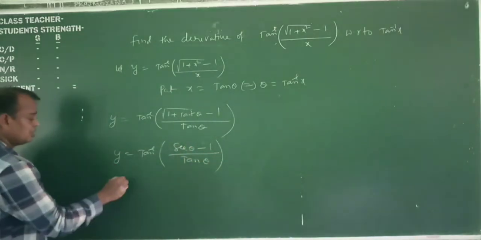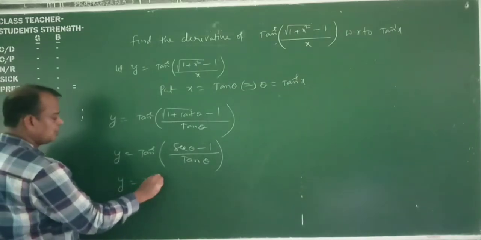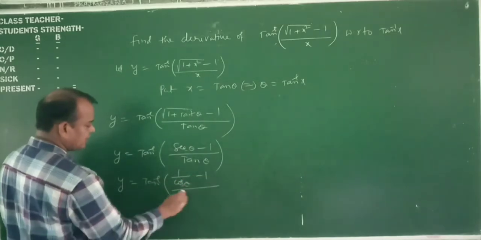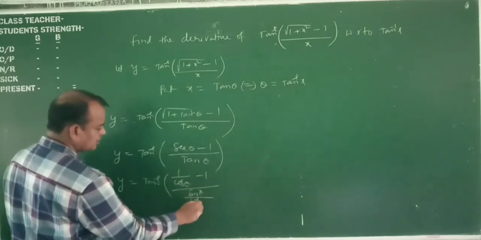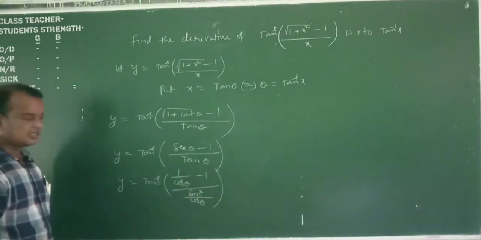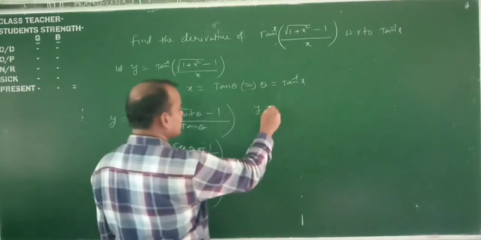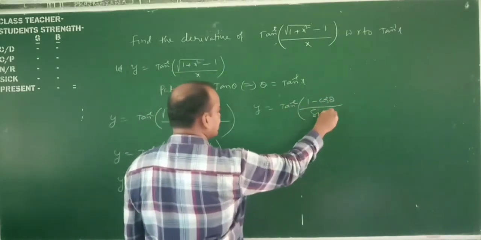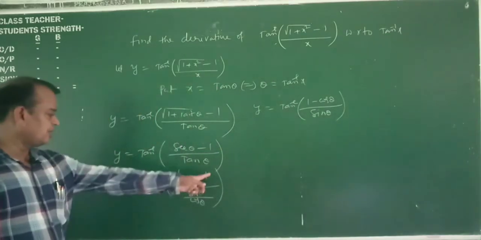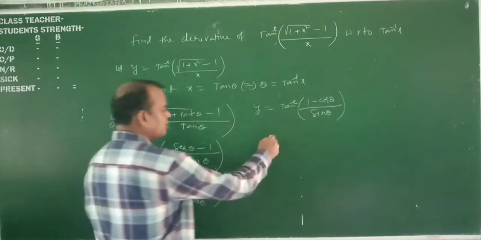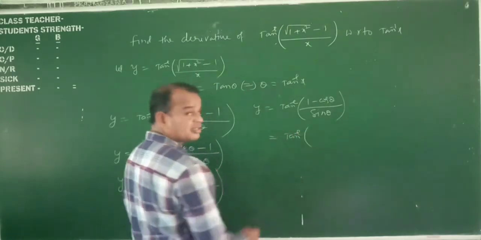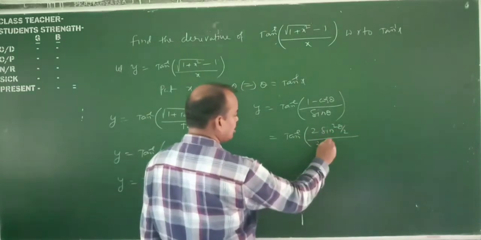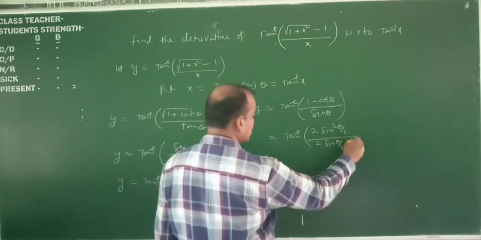Okay, my dear students. Now y is equal to tan inverse of, secant theta means 1 by cos theta, minus 1 by sin theta by cos theta. Now the LCM is cos theta, which cancels. So y is equal to tan inverse of 1 minus cos theta by sin theta. That is tan inverse of 1 minus cos theta, formula you know very well, 2 sin square theta by 2, by sin theta, 2 sin theta by 2 into cos theta by 2.